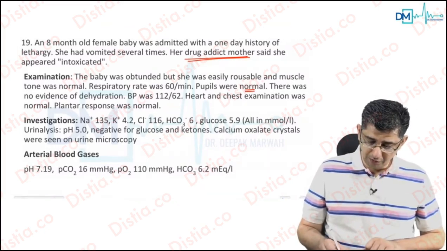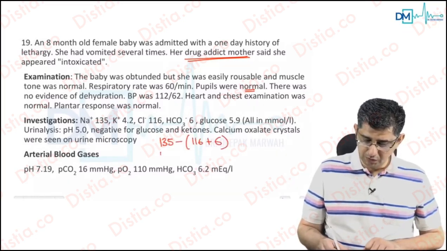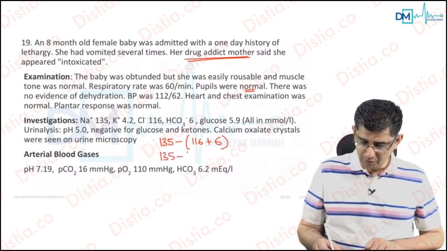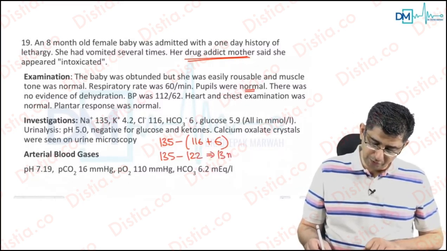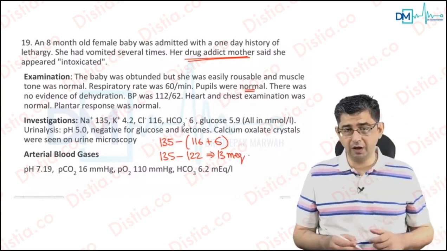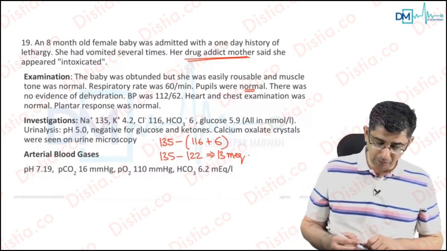Sodium is 135 and the chloride value is 116. Bicarbonate is 6. So let's quickly calculate the anion gap of this particular patient. You can see that this would be something in the range of 13 milliequivalents, which is more than the average of 10. So yeah, the anion gap of the patient is increased.